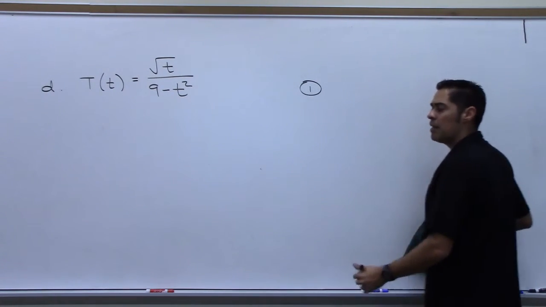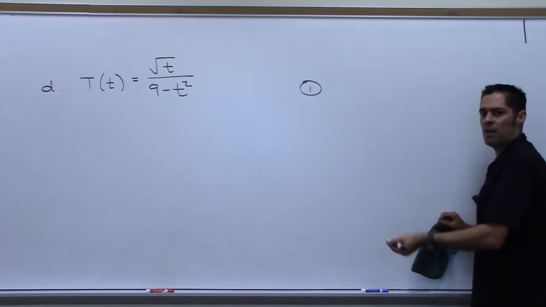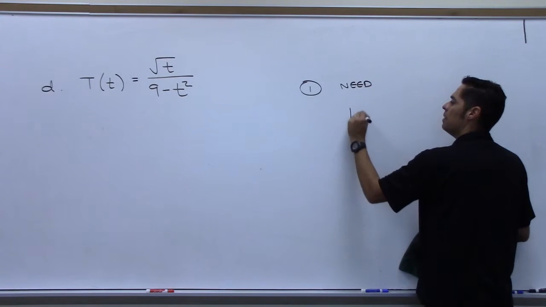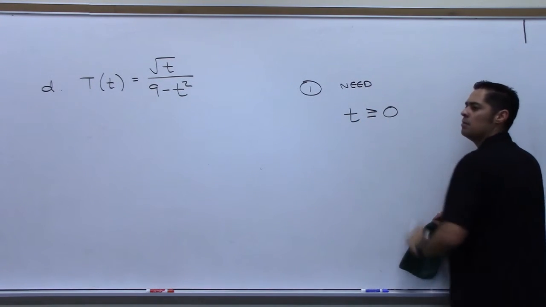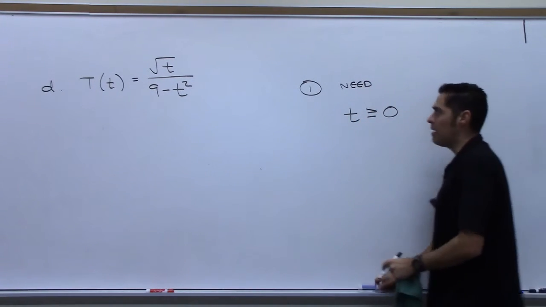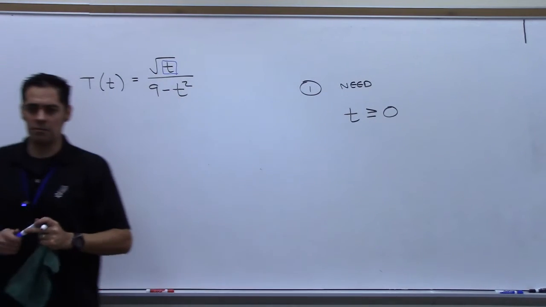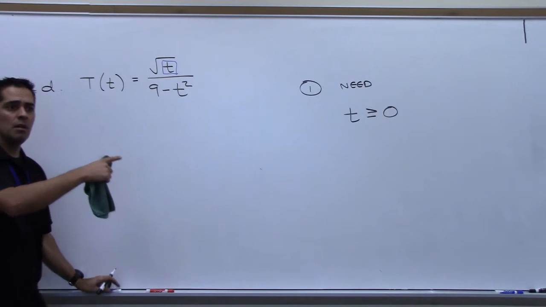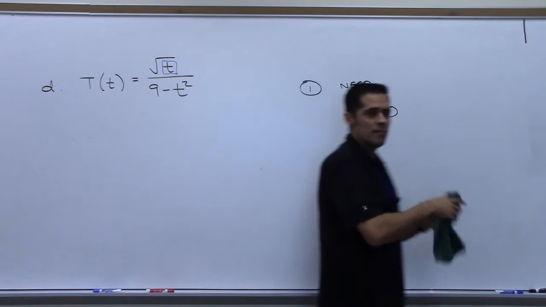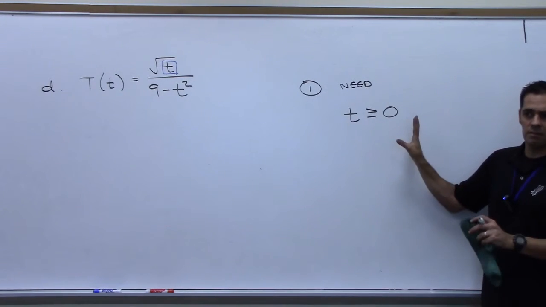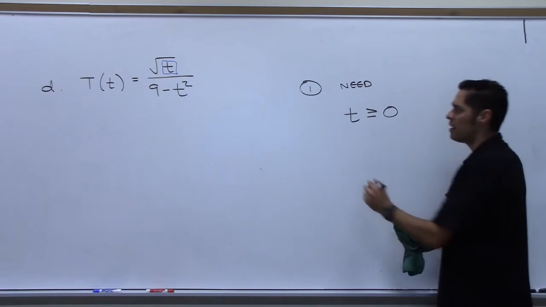And what we need to make sure is that the radicand is never negative, which means we need the radicand to be bigger than or equal to 0, right? The radicand, whatever's under here, has to be bigger than or equal to 0. And that's a linear inequality, and it's already solved. There's nothing more for me to do here. t's got to be bigger than or equal to 0. Done. Now I move on to the second thing.